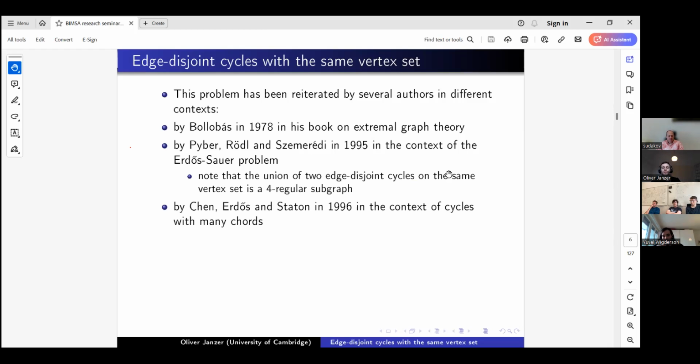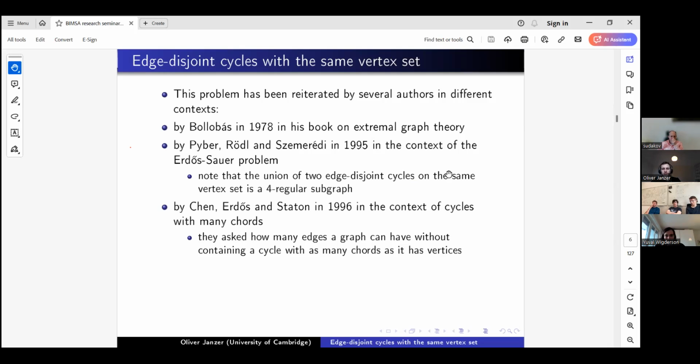It was also reiterated by Chen, Erdős, and Staton in 1996 in the context of cycles with many chords. So what do I mean by that? These authors asked how many edges a graph can have without containing a cycle with at least as many chords as it has vertices. So you want a cycle, but you want a bit more than that. If you give me a k-cycle, you want also at least k chords in it.